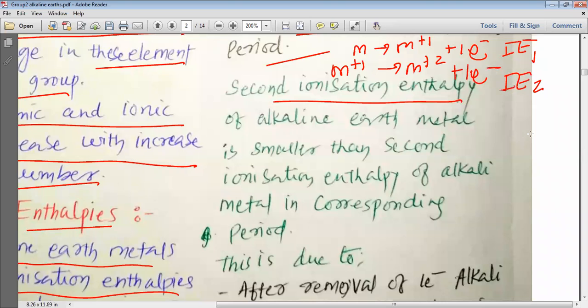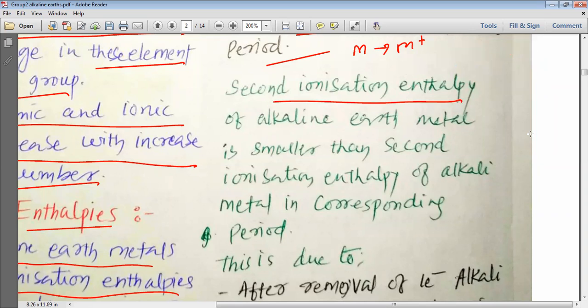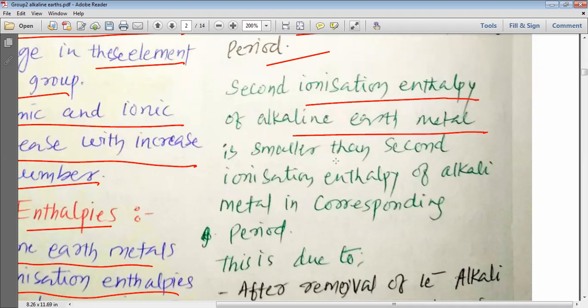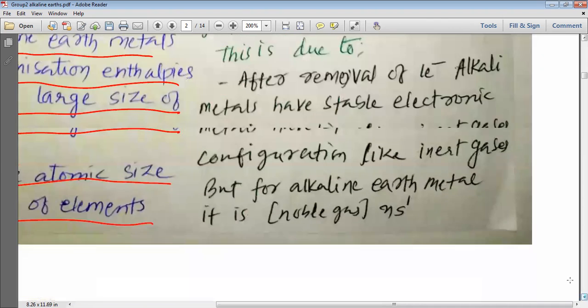So when it comes to this, my dear students, we can easily understand that it is difficult to remove the second electron from the alkali metal, but the alkaline earth metal can easily allow the second electron to be removed. Let us see what is the reason. Second ionization enthalpy of alkaline earth metal is smaller than the second ionization enthalpy of alkali metal in the corresponding period. What is the reason?